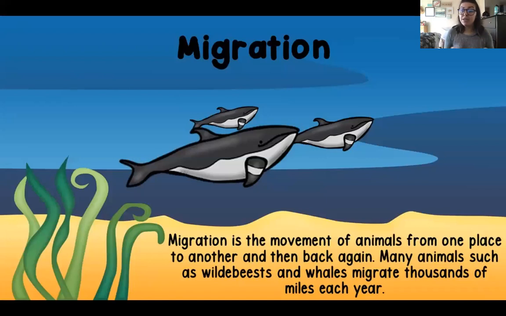Migration is another adaptation. So migration is when animals move from one place to another and then go back. So many animals do this every year, and some of them go thousands of miles. And it could be to find more food. It could be to find a warmer place. In the fall, we notice a lot of birds are migrating to the south where it's a little bit warmer. And then they come back in the springtime. Like right now, we're seeing a lot more birds out than we did in the winter.